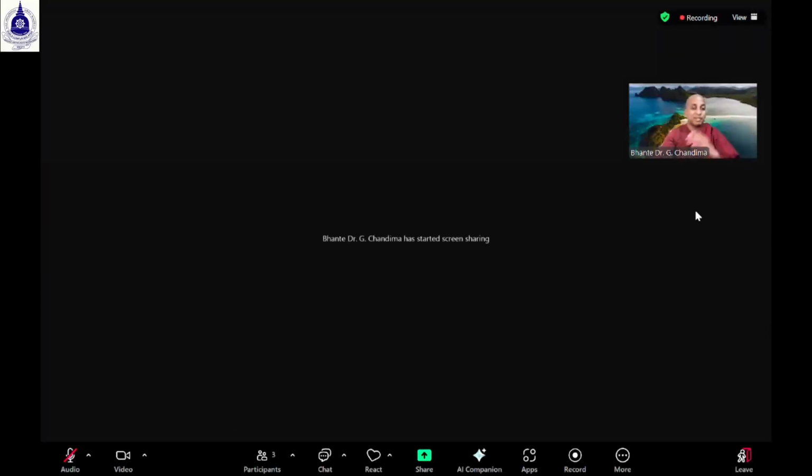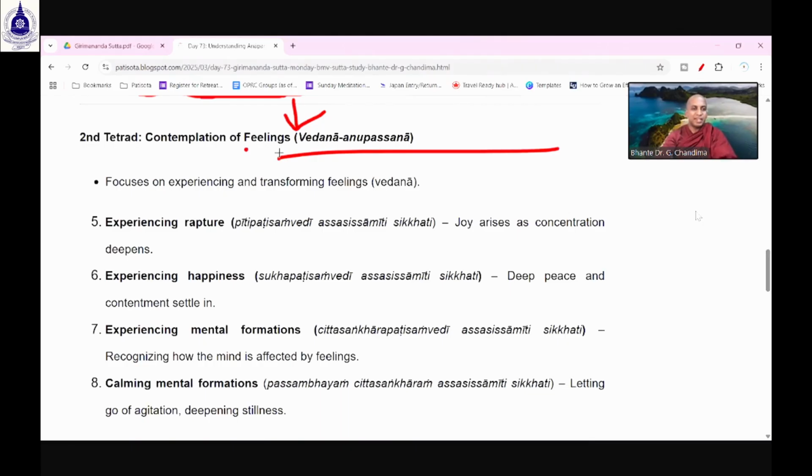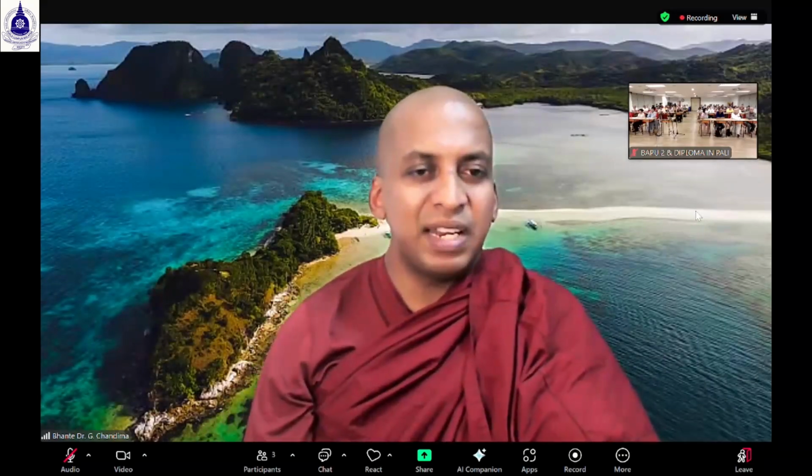the meditator is going to the second tetrad, four stages. It's about vedana, feelings. Focus on experiencing and transforming feelings. Do we have to transform our feelings? What are the basic feelings we have? We have three types of feelings. What are they?